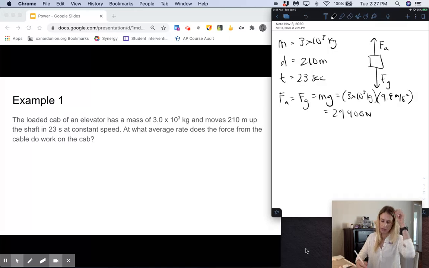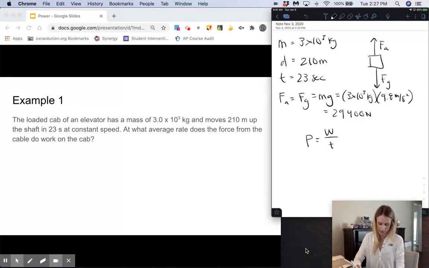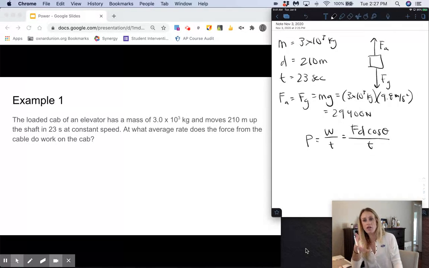All right, so we know that power is what we're looking for, and that is work over time. If we insert our work equation, we get force times displacement times the cosine of theta, over time. Now, of course, our displacement and our force are in the same direction, so the angle theta is going to be 0, and I know that cosine of 0 is 1. So really all we're looking at is force times displacement over time.